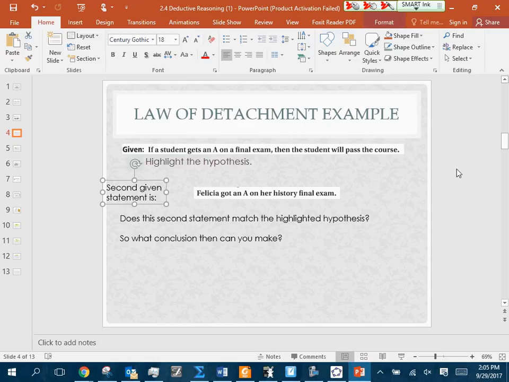So if a student gets an A on the final exam, and that phrase right there, they're not word for word, right? But conceptually they say the same thing, right? So they match. We're saying they're matched. And if those two things match, then in regards to this statement here, we can make this conclusion up there. Okay? So Felicia's going to pass the course. Do another one. Put some math into this one.